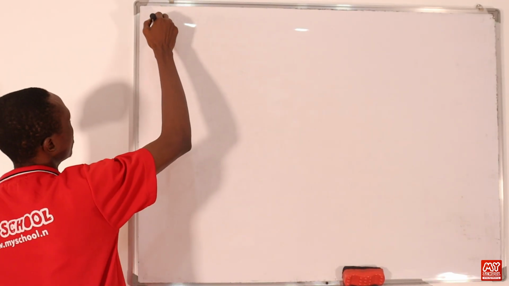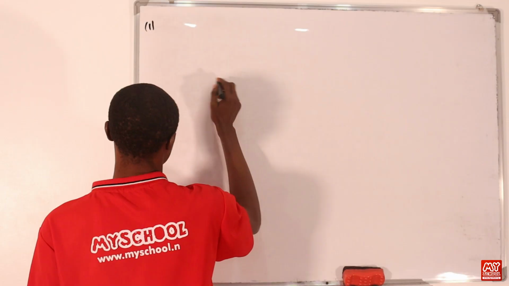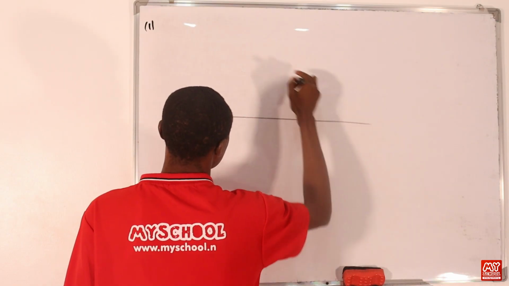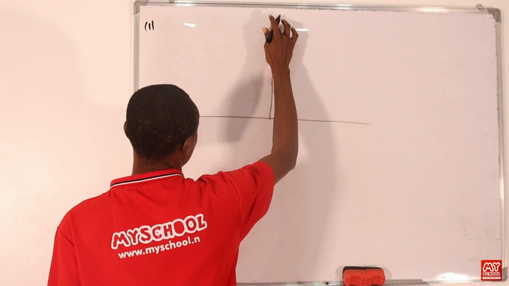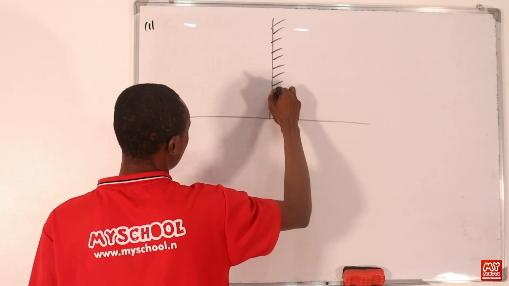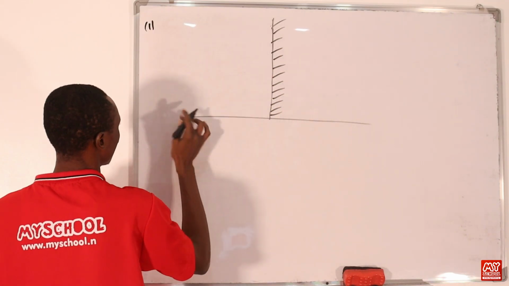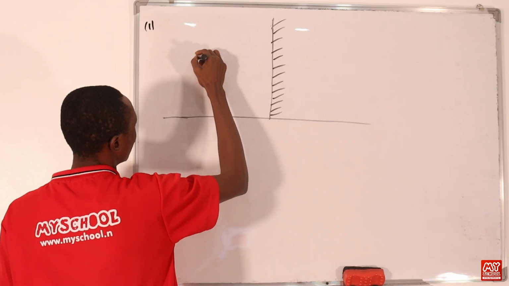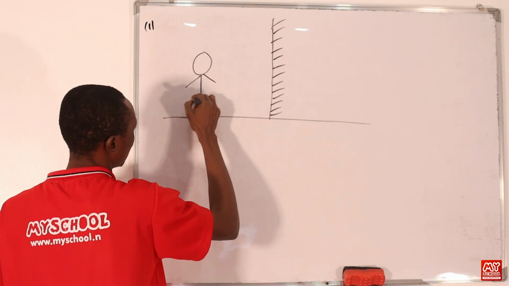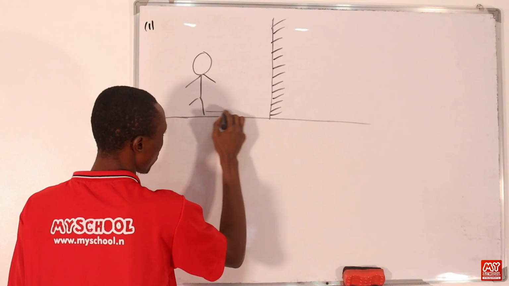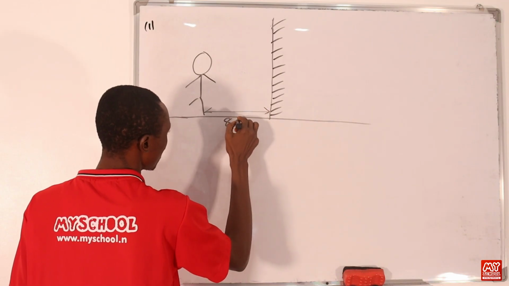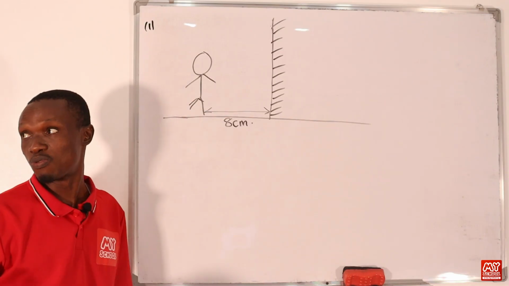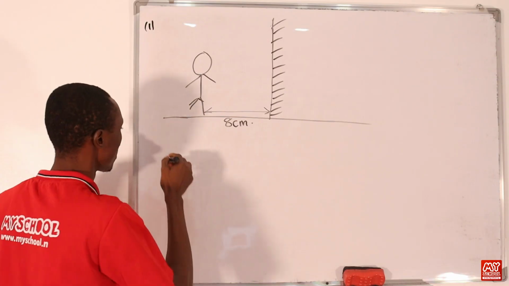So in this question, first of all, let's draw the mirror. Let's say this is our plane surface, our horizontal surface, and this is the mirror. Let's say this is the non-reflecting surface of the mirror, and this is the reflecting surface. We are told that an object is placed 8 centimeters away. So let's say this is the object, let's say it's a person, and the distance between the object and the plane mirror is 8 centimeters, right? And we are told that this object moves at a speed of 6 centimeters.